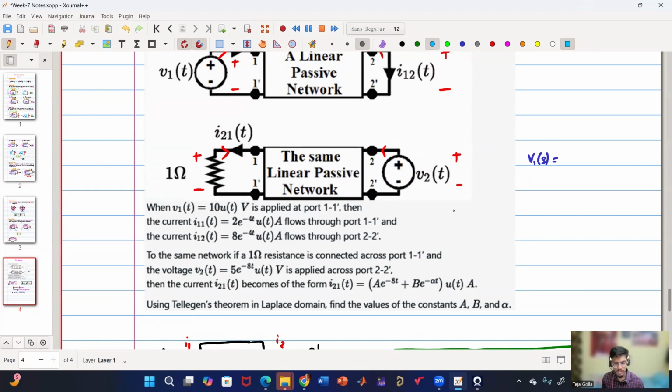Laplace transform of V1 of S? 10 by S, right? Yes, sir. There is one by S term. And then I1 of T. So I11 of S. 2 by S plus 4. Yes, very good. And then I12 of S.